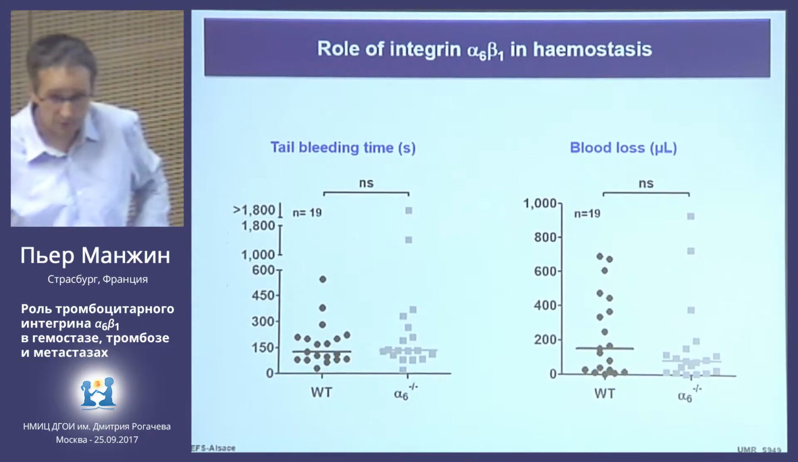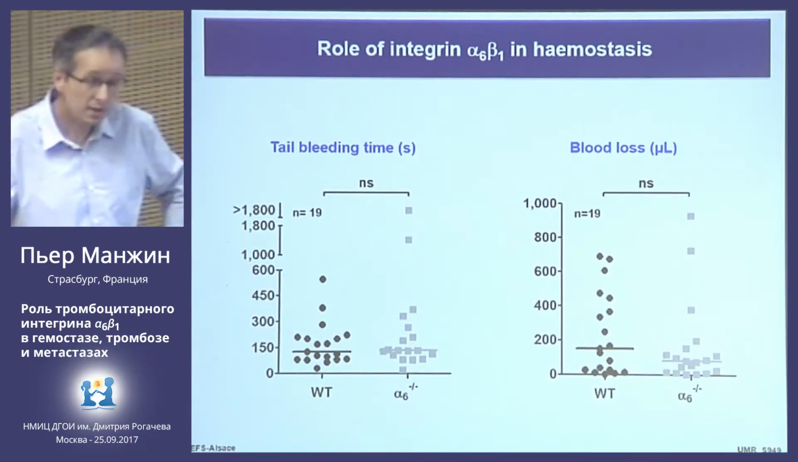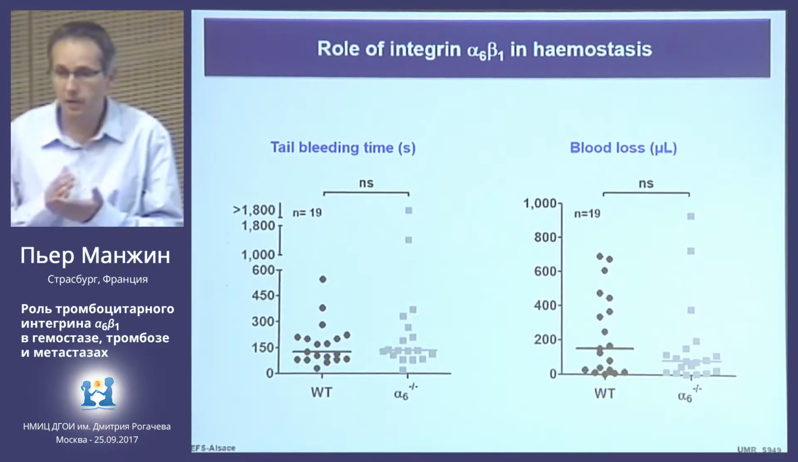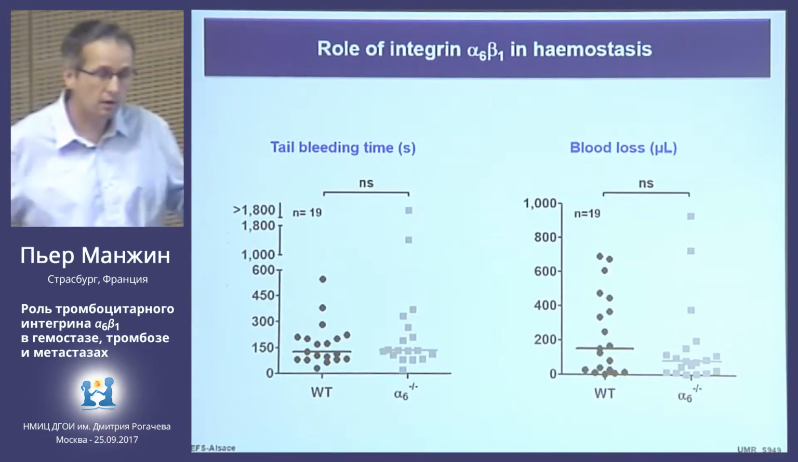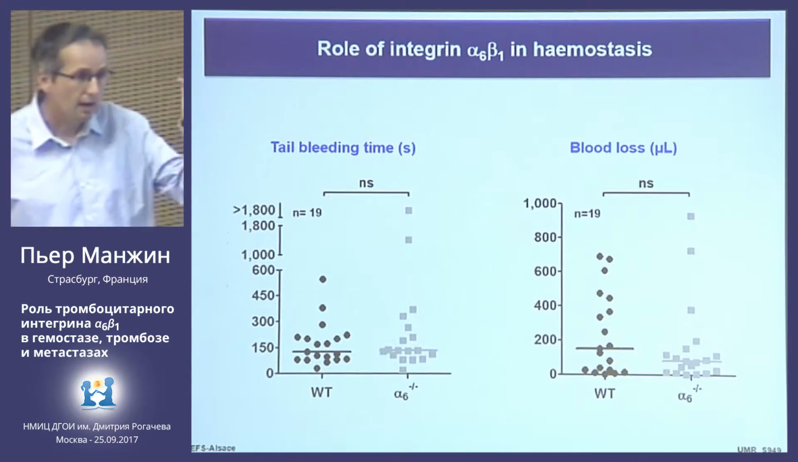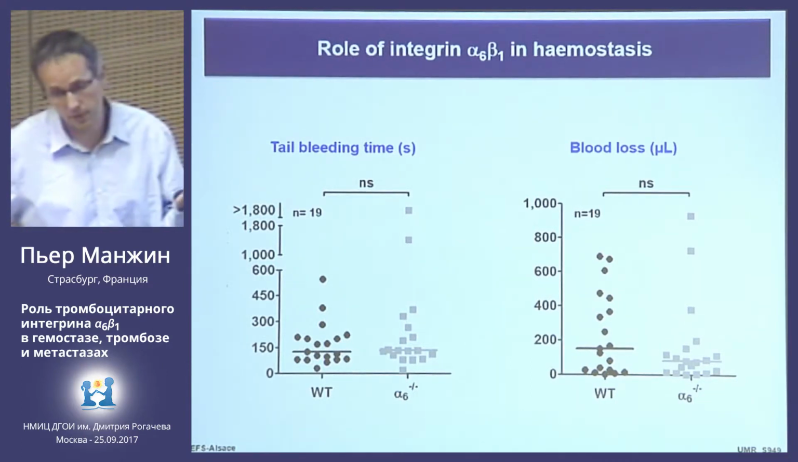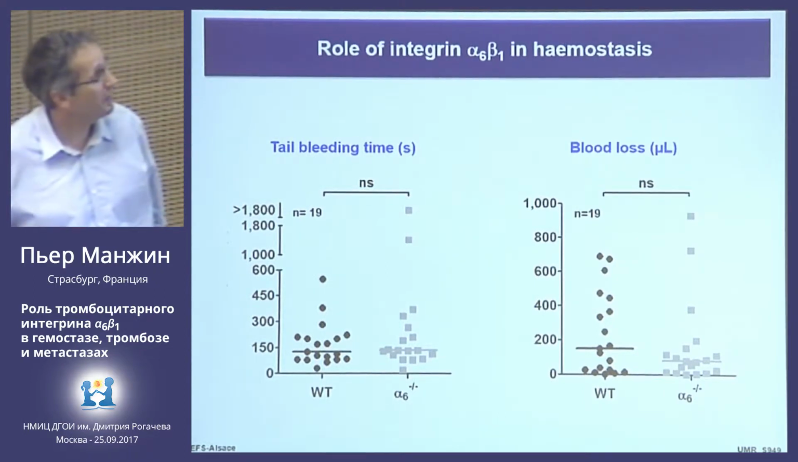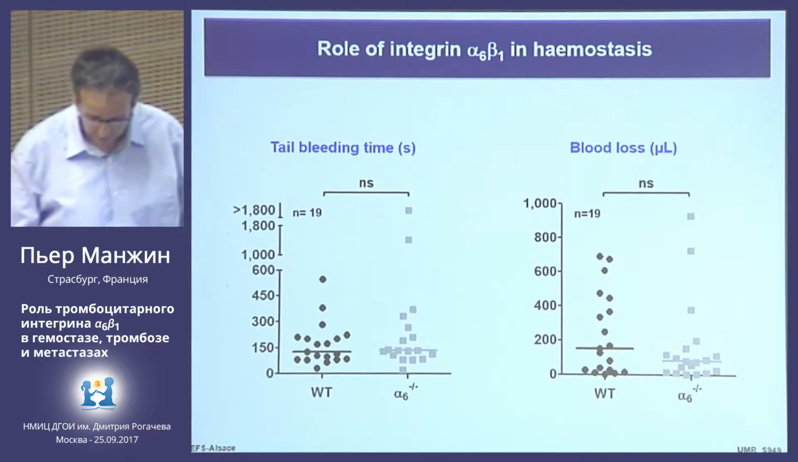We looked at hemostasis using a tail bleeding assay. So what you do here is you sever the tail of the mouse, put it into saline, and measure the time of the arrest of bleeding. And we did not observe any increase in bleeding time and no increase in the volume of blood loss.